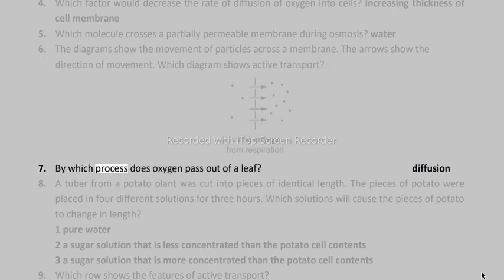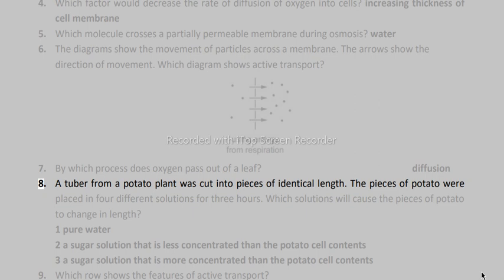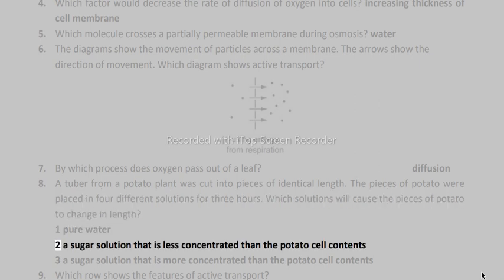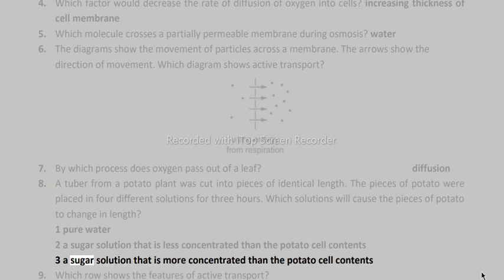7. By which process does oxygen pass out of a leaf? Diffusion. 8. A tuber from a potato plant was cut into pieces of identical length. The pieces of potato were placed in 4 different solutions for 3 hours. Which solutions will cause the pieces of potato to change in length? 1. Pure water. 2. A sugar solution that is less concentrated than the potato cell contents. 3. A sugar solution that is more concentrated than the potato cell contents. 9. Which row shows the features of active transport?